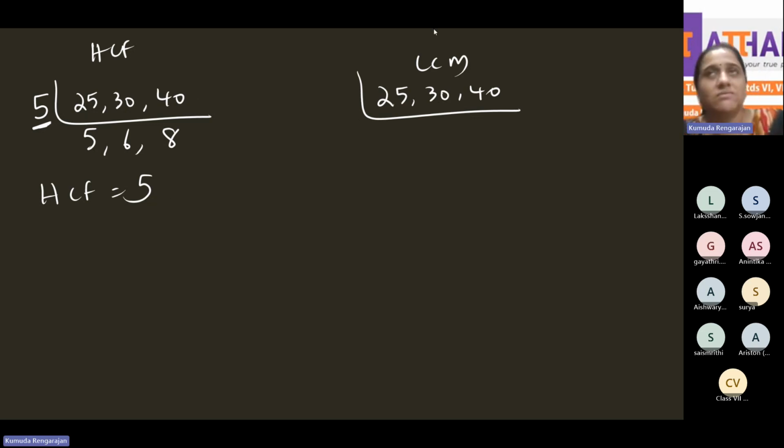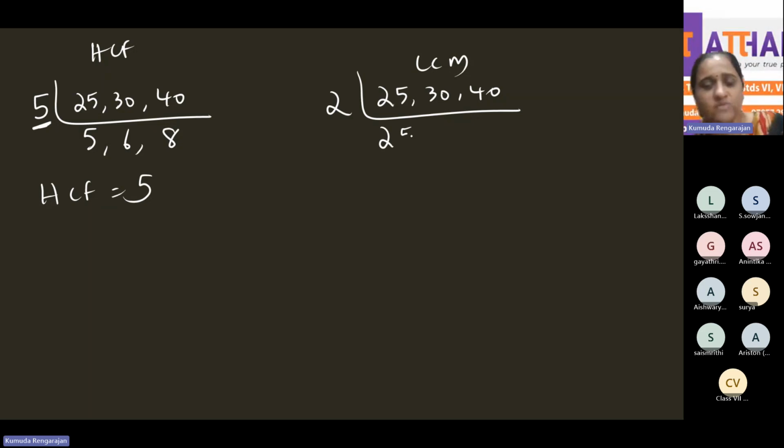Now LCM, you can use any prime number, as long as at least one number is divisible. Now we have three numbers, and one of these three numbers should be divisible. So you can use 2 because 30 and 40 are divisible by 2. Even if one of the numbers is divisible by 2, you can use 2.